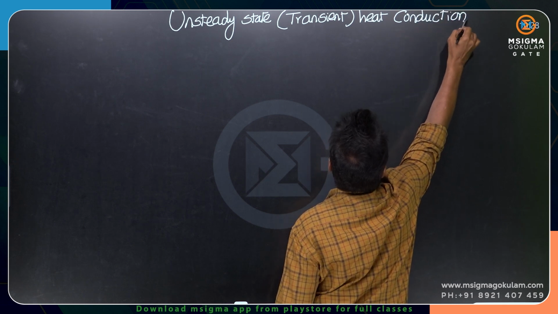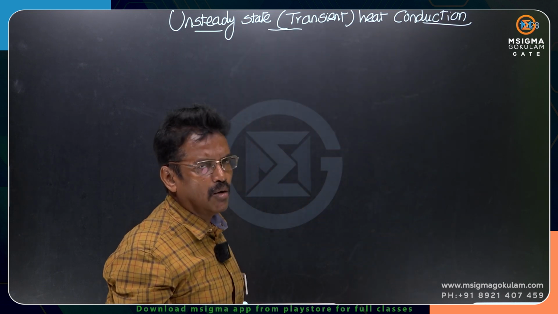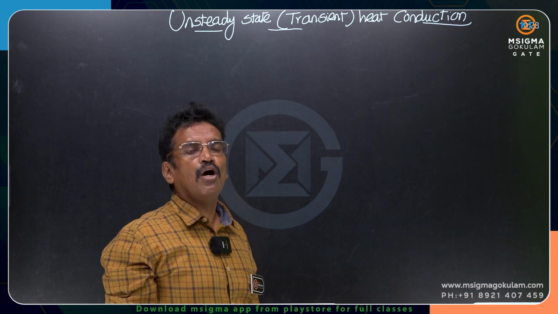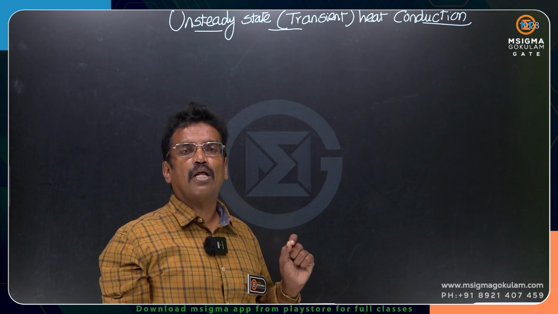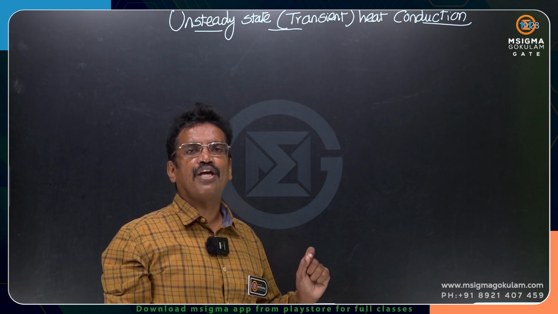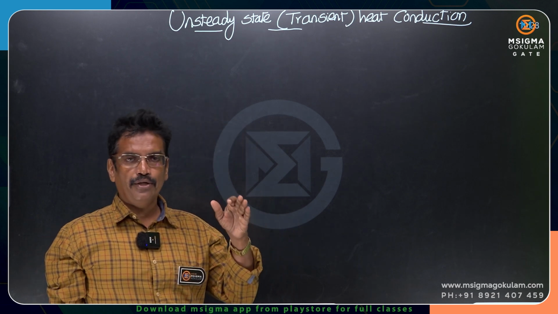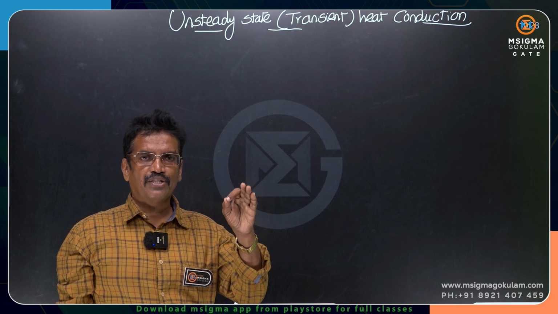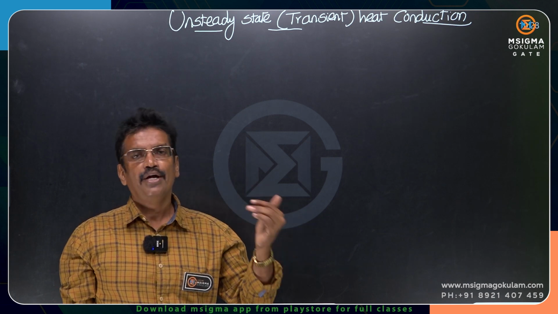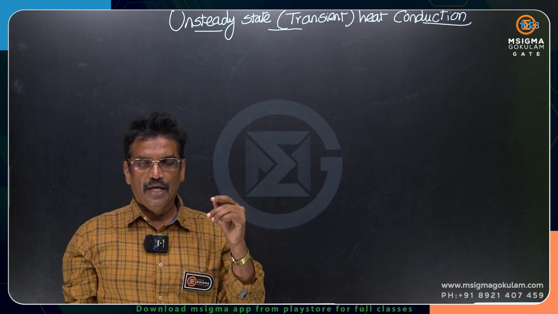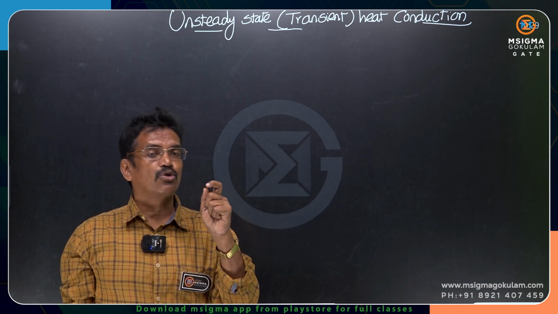In all the earlier cases, including fins, heat generation, composite slab, composite cylinders, etc., we have made one most common assumption that temperature at a particular location within the body does not change with respect to time. In all the earlier cases I have considered, temperature is not a function of time. Temperature is only a function of location. Maybe temperature is a function of x, temperature is a function of r, like that. That means at a particular location, temperature must not change with respect to time. That is called steady state.